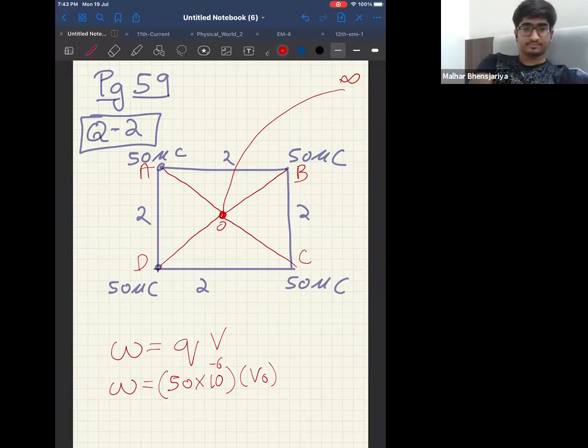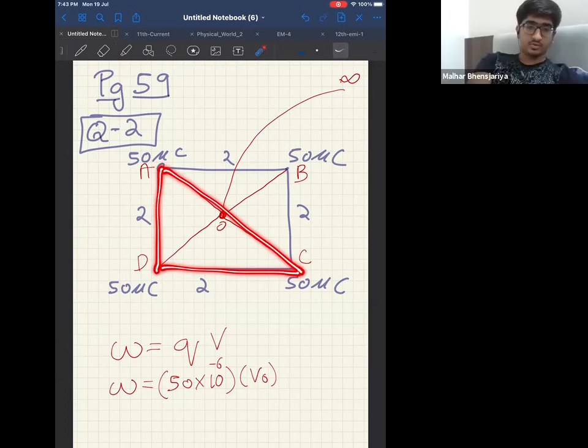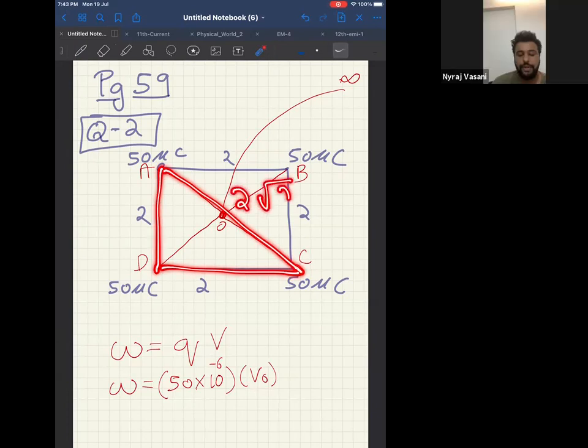Root 2. Root 2 by 2. This is 2. Can I say this whole side will be how much? 2 root 2. This whole side will be 2 root 2. Correct. This whole side will be root 2 into side, the diagonal of a square.